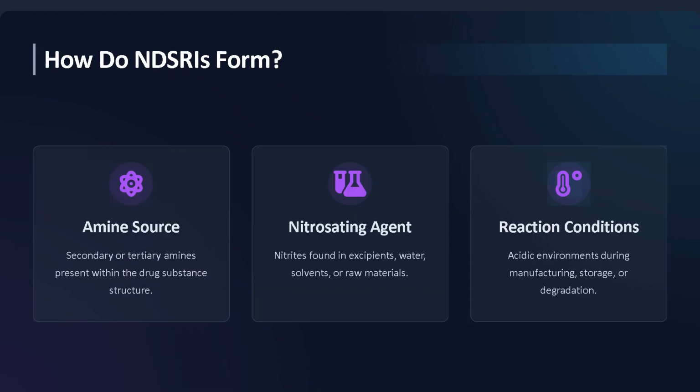For NDSRIs to form, 3 key components must be present. First, an amine source. This comes from secondary or tertiary amines within the drug structure. Second, a nitrosating agent. Nitrites can be present in excipients, water, solvents, or raw materials. Third, the right reaction conditions. Acidic environments during manufacturing, storage, or degradation can promote nitrosation. When these factors combine, NDSRIs can form.